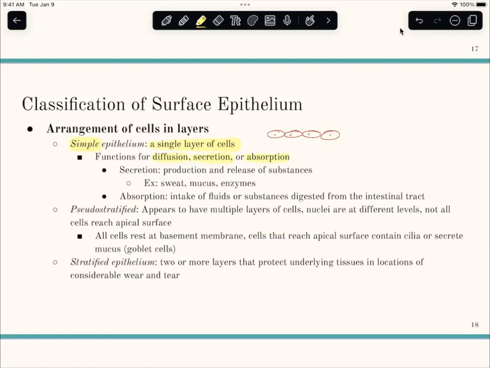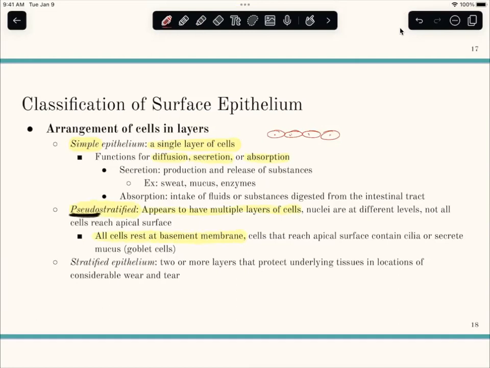We have cells that are known as pseudostratified. Pseudo means false. So when we come across this pseudostratified, it looks like it's multiple layers. Here's the interesting part of it. All cells start from that basement membrane, but not all of the cells are going to reach the top.